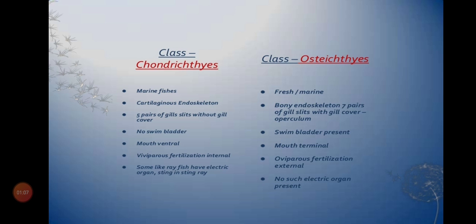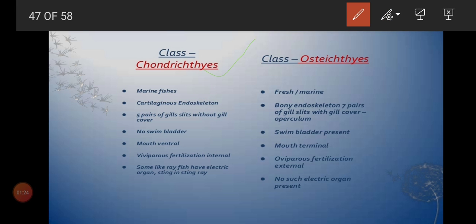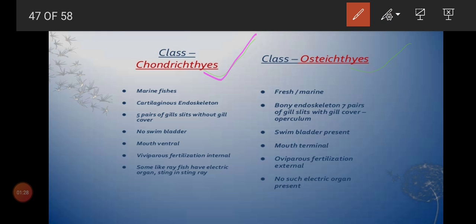Now come to the second division, Gnathostomata. Under that we have two categories: fishes and tetrapods. Fishes bear fins. Under fishes we have two categories, Chondrichthyes and Osteichthyes. So what is the main difference between Chondrichthyes and Osteichthyes?